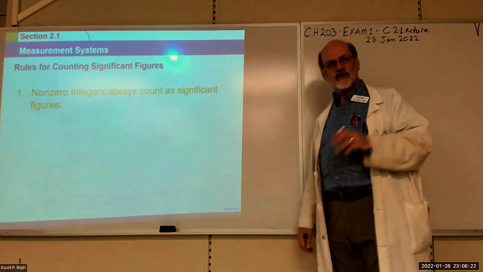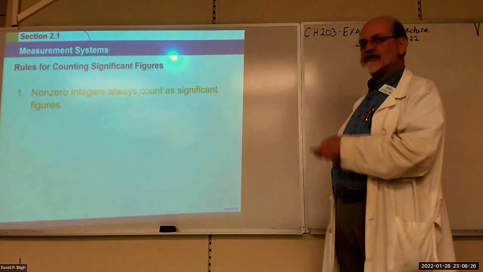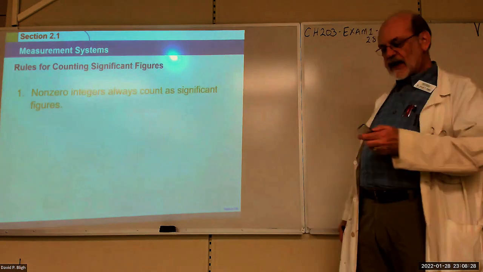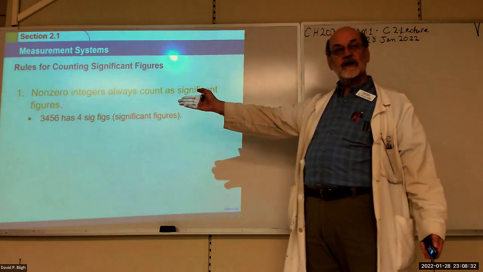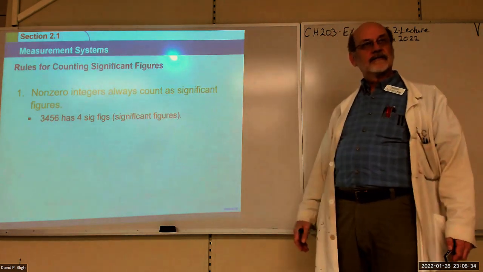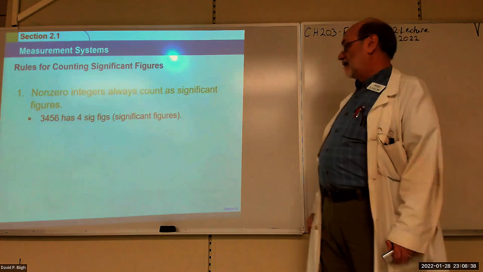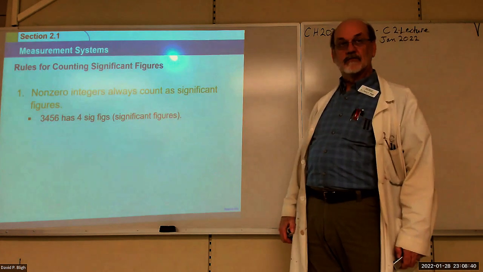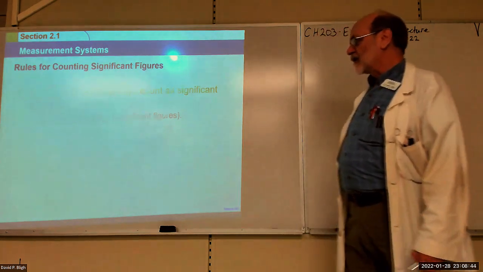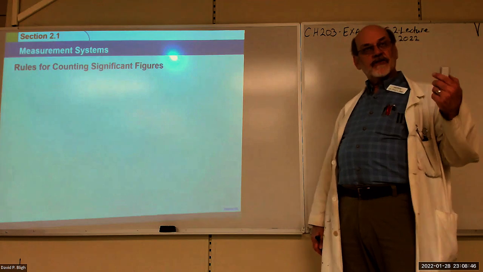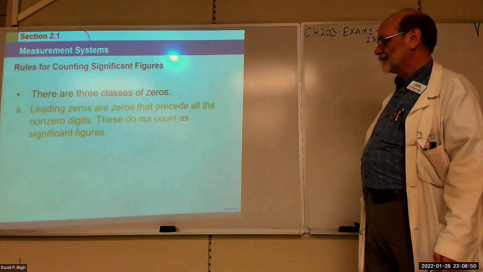Okay, so here are the rules. All non-zero integers are significant. So if you have a number that's, right, you got four non-zero numbers there, they're all significant. So we have four significant figures in that number. Then what else do we have? Well, there's non-zero and then there's zeros, right? So the zeros come in three different flavors or classes.